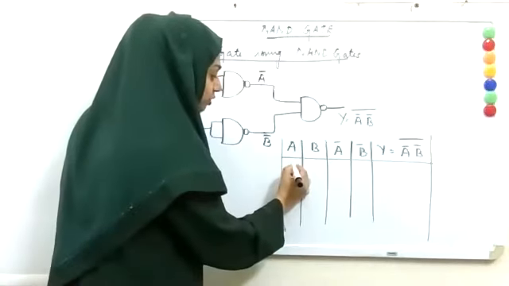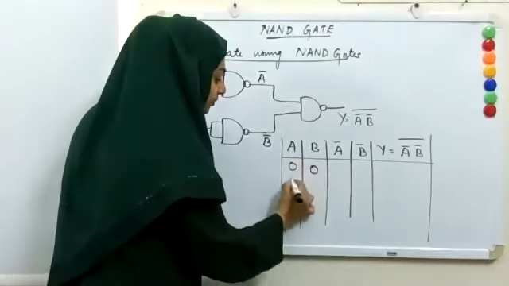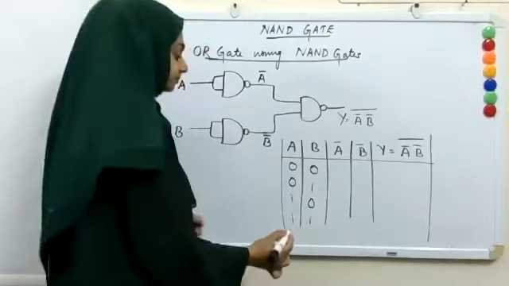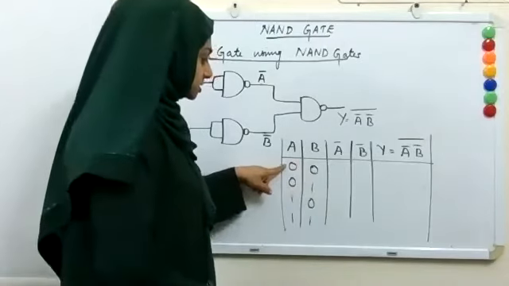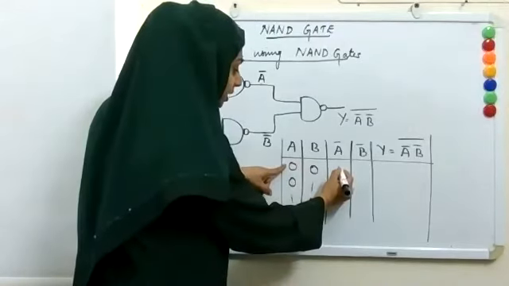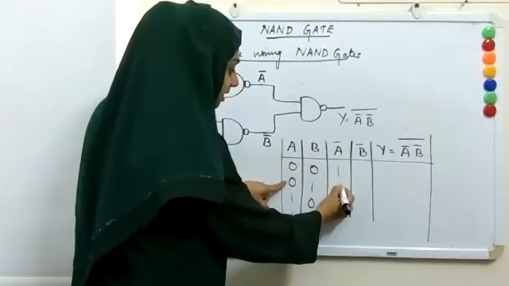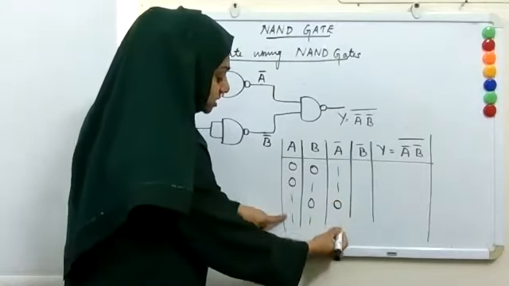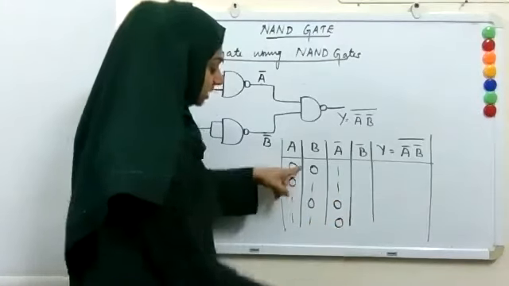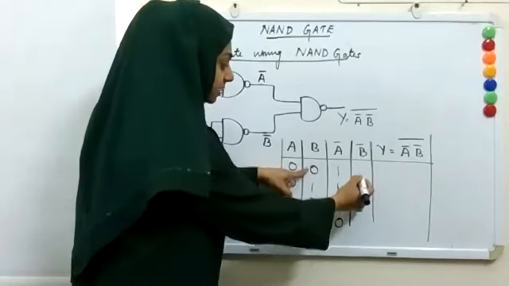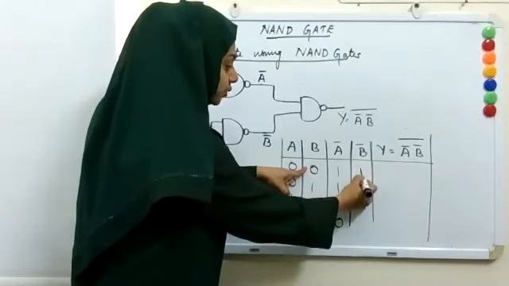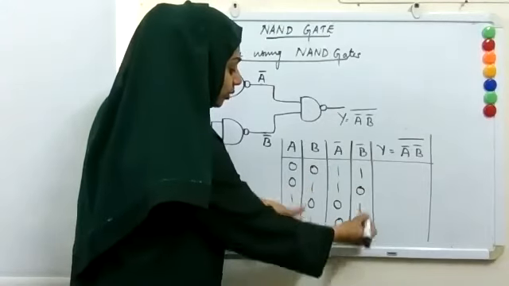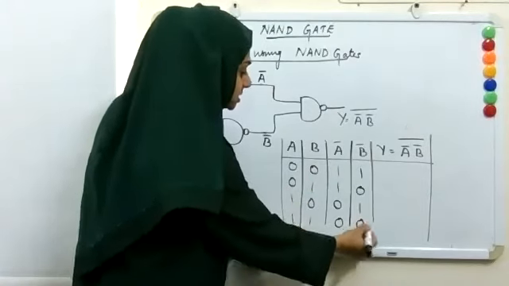So the inputs I am going to give are 0 0, 0 1, 1 0 and 1 1. So A bar, A is 0, so A bar will be 1 and 0. So not 0 is 1, not 1 is 0. So this is 0, this is 0. Similarly, when I do B bar, B is 0, so this is 1. This is 1. So this will be 0, 0, 1 and 1, 0.